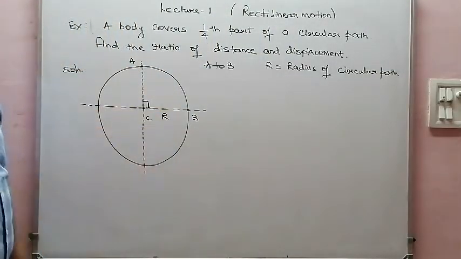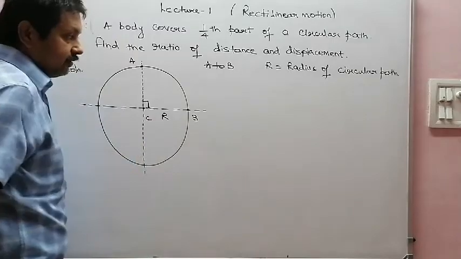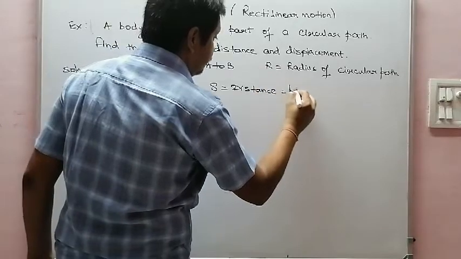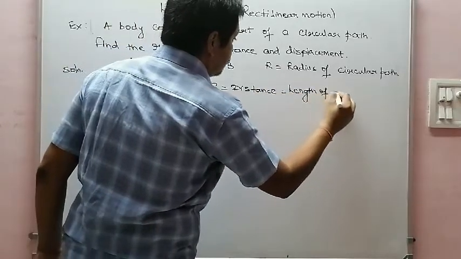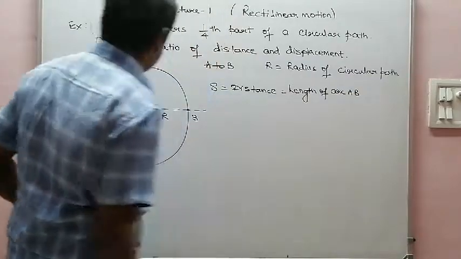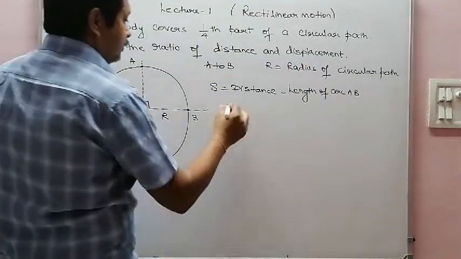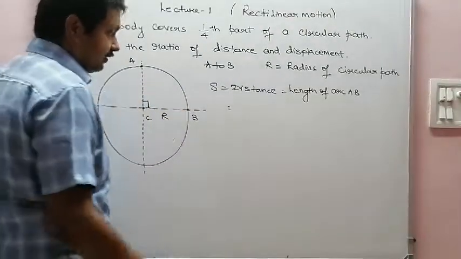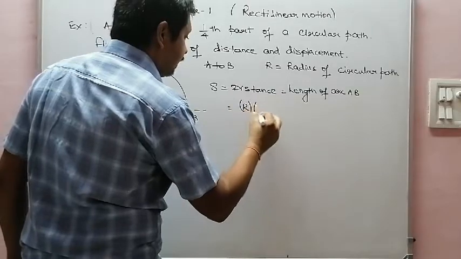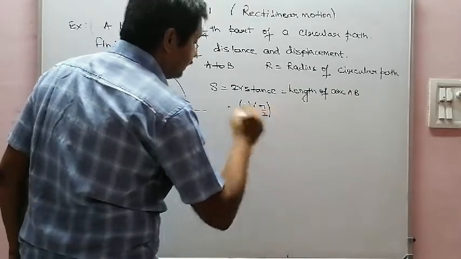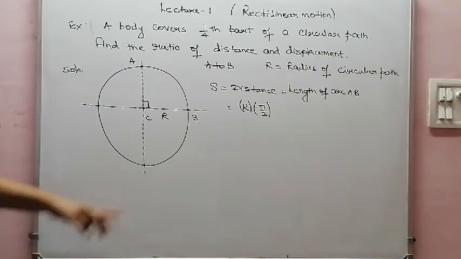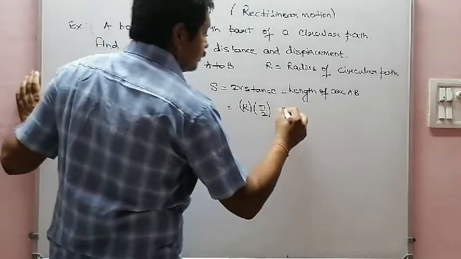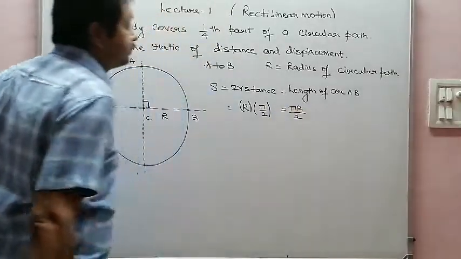As distance is the length of the path, the length of the arc, so S, that is distance, is the length of arc AB. The formula of the length of the arc is radius multiplied by the angle inscribed in the arc. So R multiplied by pi by 2, 90 degree in radian. Pi by 2 radian is the angle inscribed by the arc AB. So distance becomes pi R by 2.